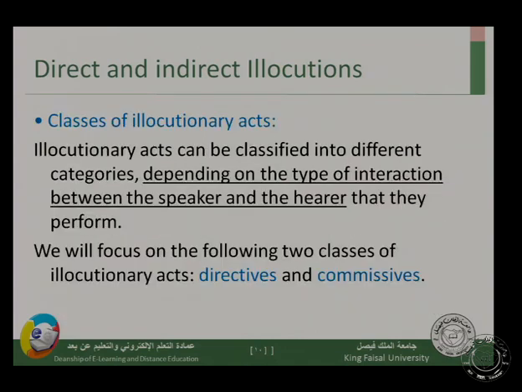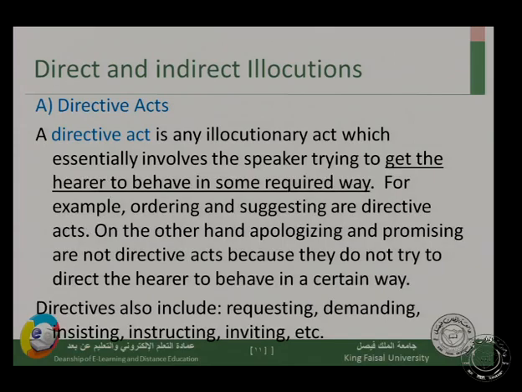So here we talk about classes of elocutionary acts. We have 2 classes depending on the type of interaction between the speaker and the hearer. There are also more than 2 classes, but we will only talk about 2 classes in this lecture, and this is what is required for you in the course. So there are directives and commissives, and from their name we can understand what they refer to. So let's start with directives.